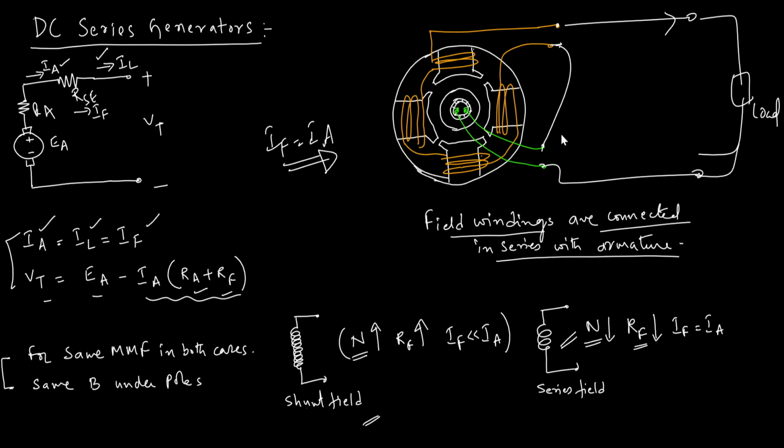The number of turns in the shunt field is very large, and the resistance is also high, but the field current is very small compared to the armature current, and here in this case the field current is equal to the armature current. For the same amount of MMF to be generated in both cases, that is the same MMF or flux density under the pole shoes, the series field winding will have fewer turns and more current as compared to the shunt field ampere turns.